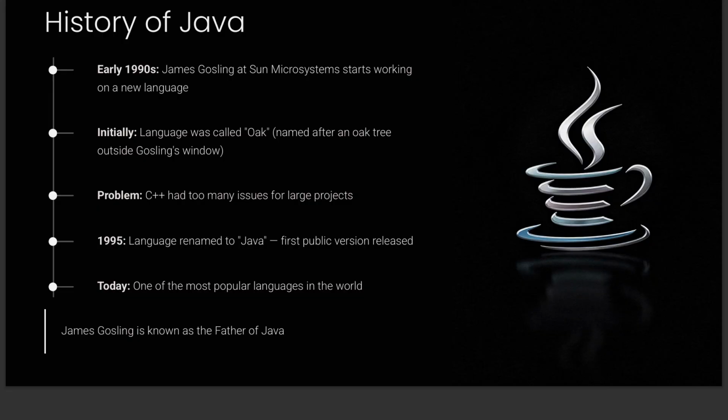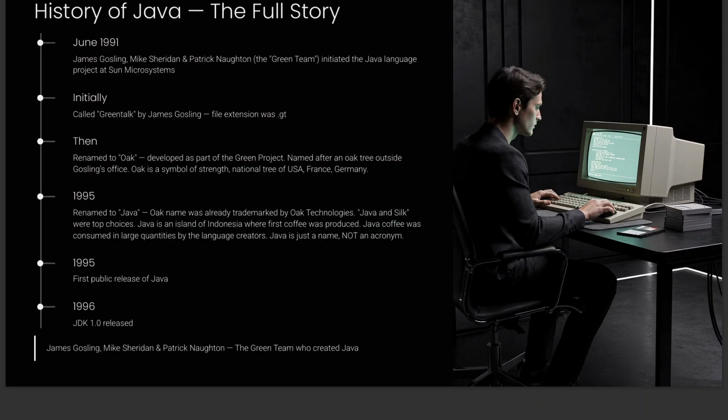Okay. So in the early 1990s, James Gosling was working at Sun Microsystems and he was facing a lot of issues with his current language, C++. It had too many issues when he was trying to build large projects with it, and also the limitation that it is very much dependent on your hardware and the operating system, as we discussed. It was not like you could compile your code once and run it anywhere. It was having a lot of problems. So that's why James Gosling thought of creating a new language.